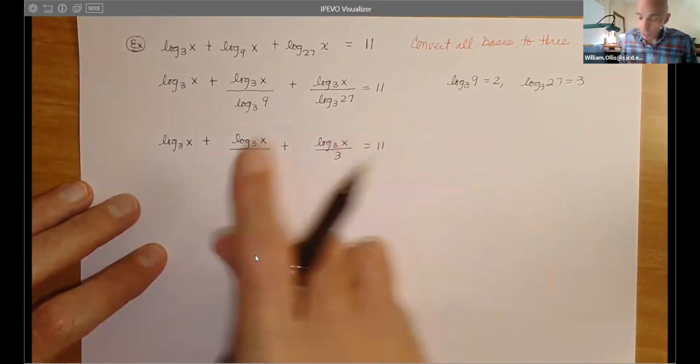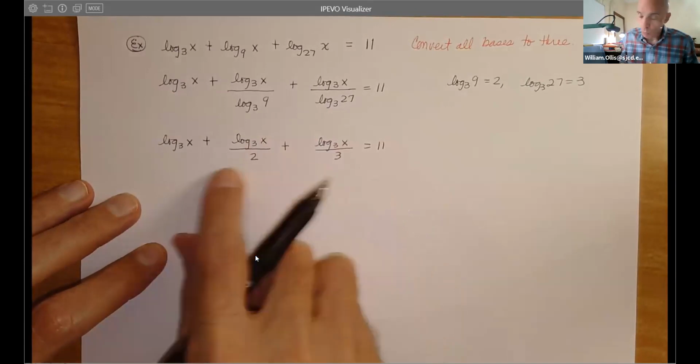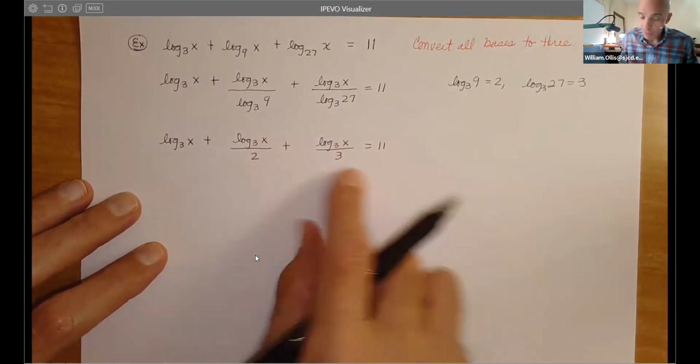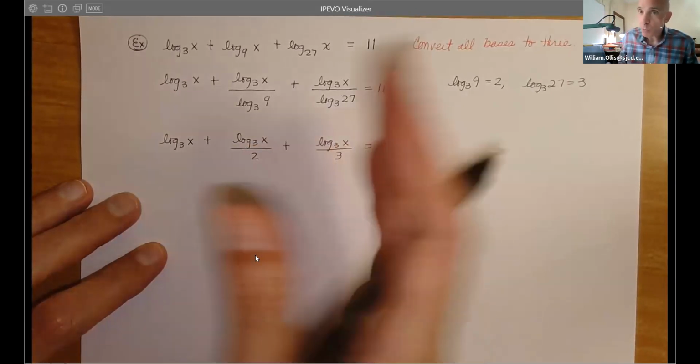Log base 3 of x divided by 3 equals 1. Okay, so now again, how can we combine everything? Well, we have a base 3 log in all of these terms, so we'll factor that.